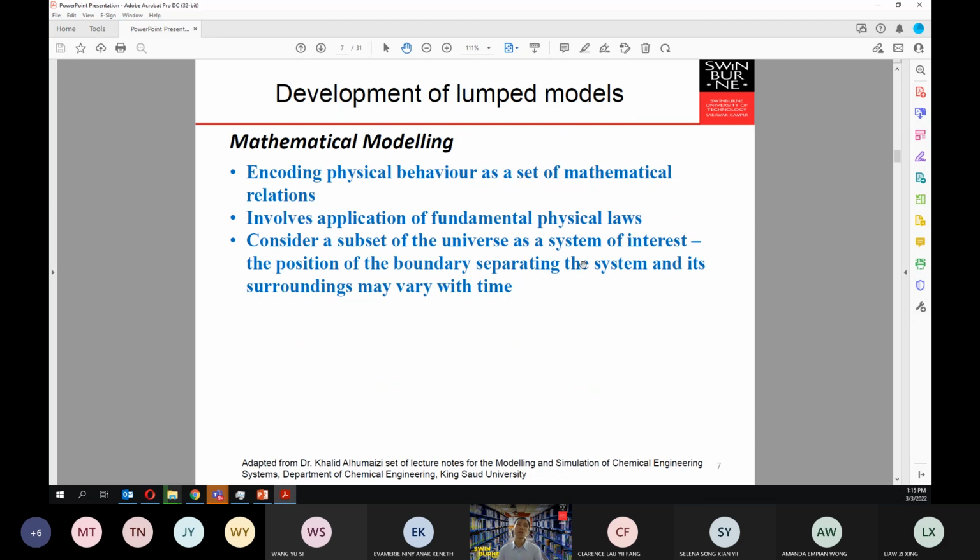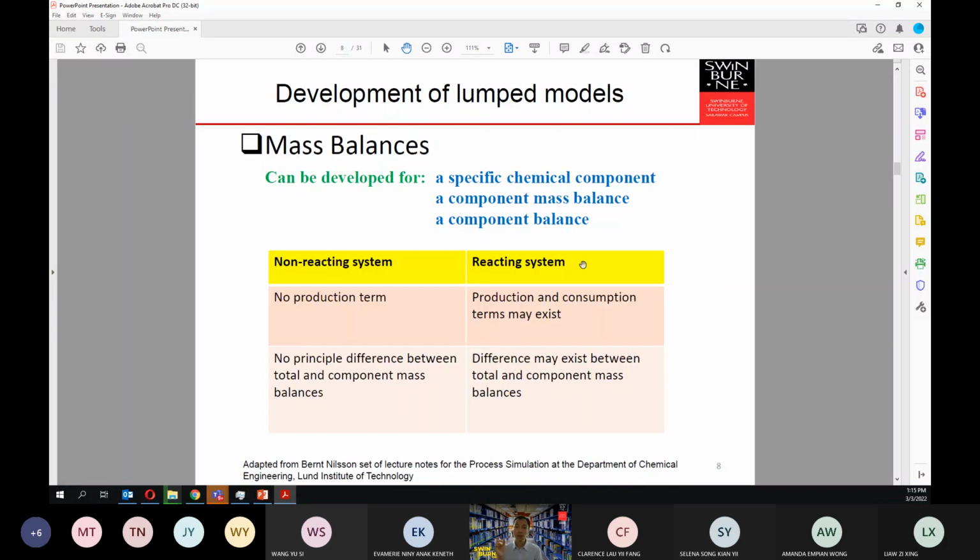So mathematical modeling, we have talked about this already, even in process control, that we basically want to approximate the behavior of the process. We model it as mathematical equations, okay? And the mass balances can be developed for a specific chemical component, a component mass balance. And as a chemical engineer, we know that there is a difference between the non-reacting system and the reacting system. So for the non-reacting systems, we have no production term, okay? Then there will be no difference between the total and the component mass balances, okay?